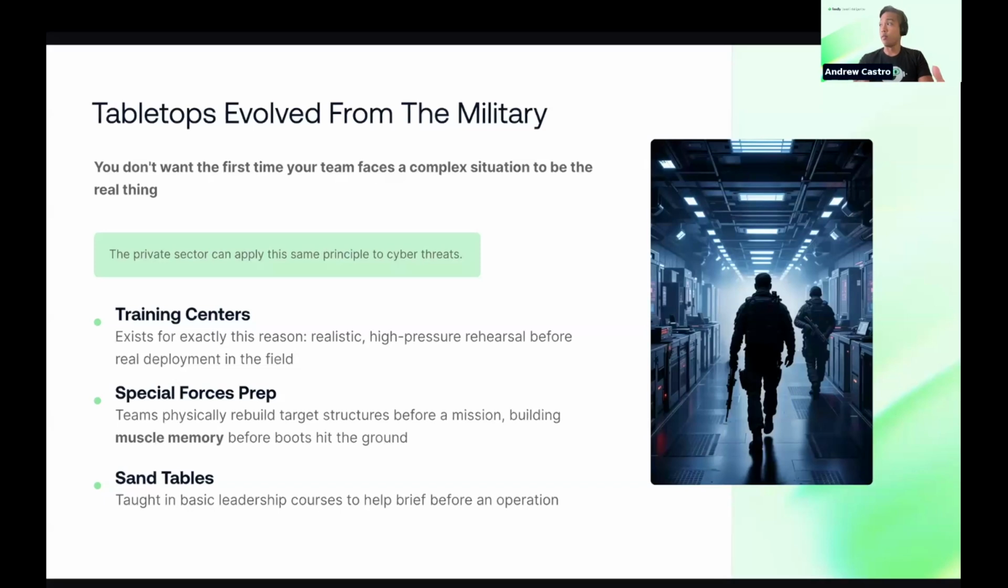Kriegsspiel, from the Prussians, simulated more realistic battlefields as opposed to very static black-and-white squares. The idea is you don't want the first time your team encounters an engagement to be their very first time doing that thing. And so we like to say, practice like you fight.